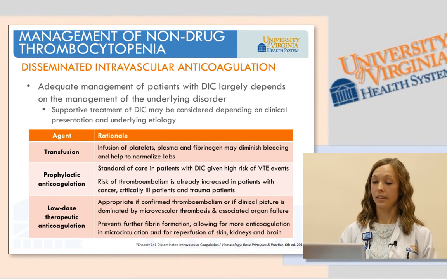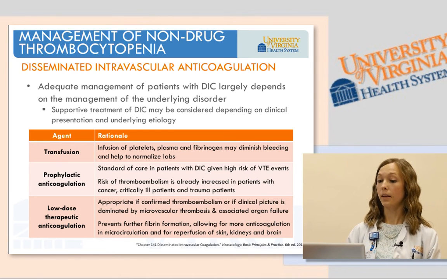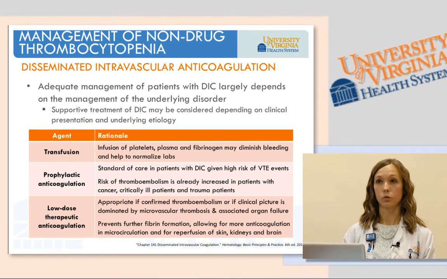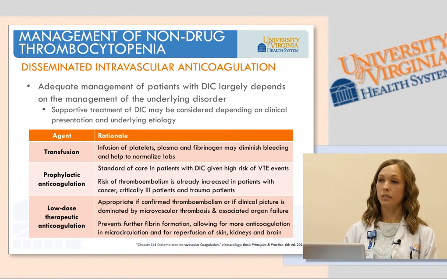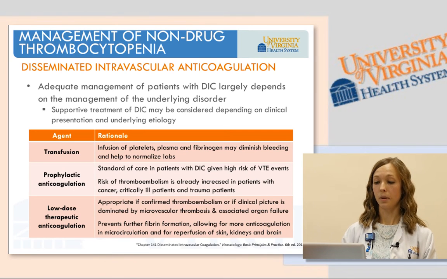Managing DIC and the thrombocytopenia that comes with it, again, is similar in that adequate management of patients with DIC largely depends on managing the underlying clinical disorder. There are a couple of supportive treatment options that we can consider, but they have to be considered on a patient-specific basis depending on the clinical presentation. Is it more of a bleeding type or a clotting type, and what is the underlying etiology? So transfusions of platelets and other blood products can be considered if the patients are presenting with more of a bleeding type of DIC.